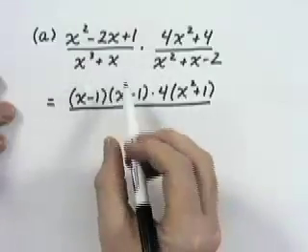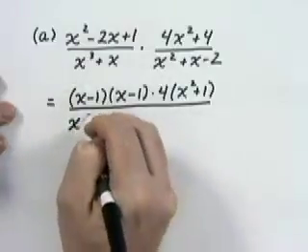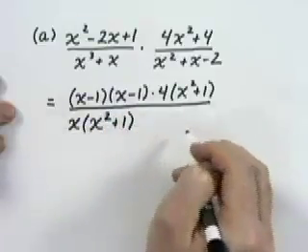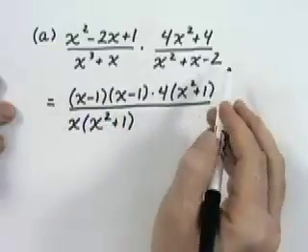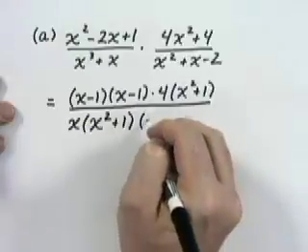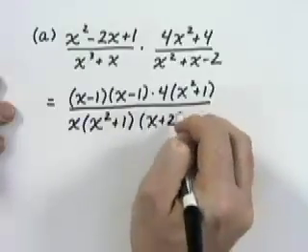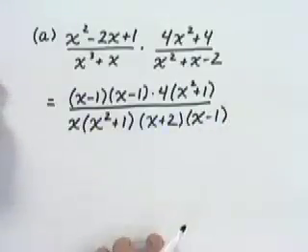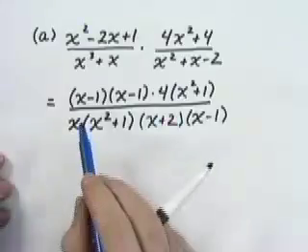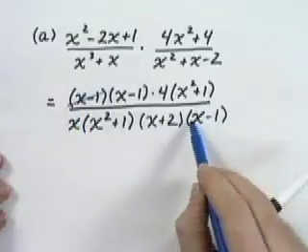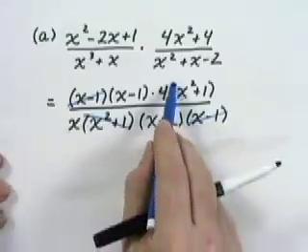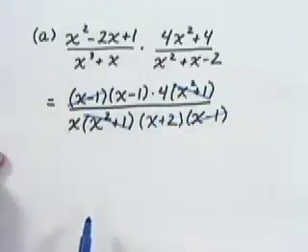Now, x cubed plus x has a common factor of x. I pull that out, and I'm left with x squared plus 1 in parentheses. x squared plus x minus 2 is going to factor x plus 2 times x minus 1. Now, as I look for common factors between the numerator and denominator, I notice that this x minus 1 can cancel with that x minus 1. And I notice that x squared plus 1 can cancel with the x squared plus 1 in the numerator.